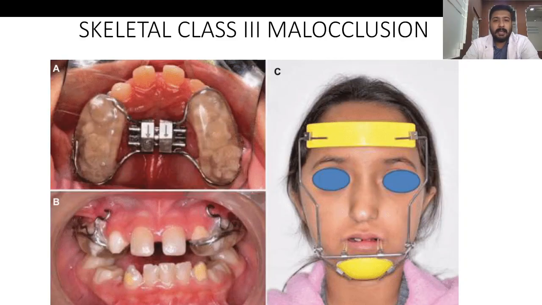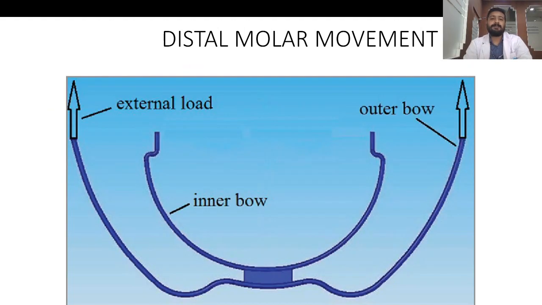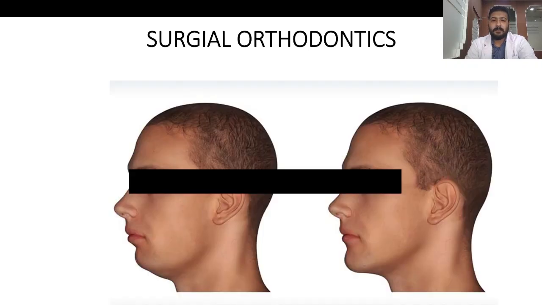It is mainly in Class 3 correction when you are giving face mask therapy. You might need to expand the maxillary arch so that the maxilla can accommodate the mandible within the maxillary arch. Some expansion is also given for distal molar movement during the use of orthopedic appliances like headgear. Surgical orthodontics also involves the need for expansion in the same way, where we are creating adequate space for the maxilla to accommodate the mandible within.